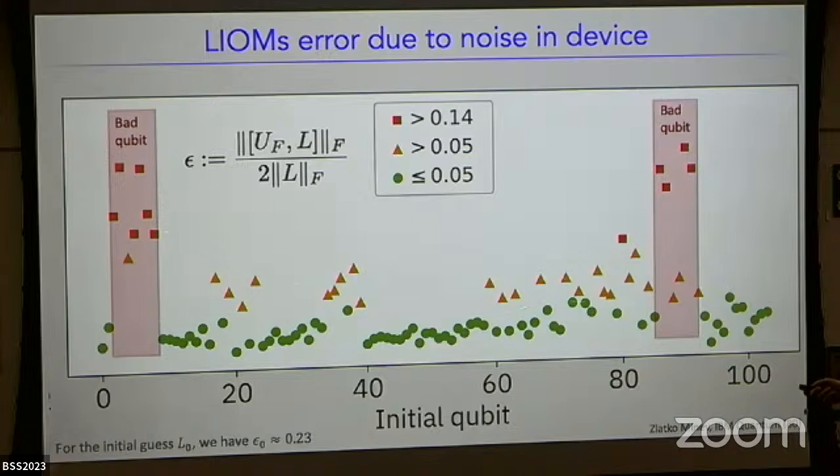Most of the LIOMs have pretty low error, a few percent level, let's call it. But there are a couple of regions where you observe the errors are bad. They're not really, really bad, but they're bad. And those regions are precisely because, if you remember those fidelity plots of the devices, there were a couple of outliers. Those outliers are located at those sites. So you have to really watch out for the outliers in your device. But if you steer away from them, then you can get pretty good agreement.